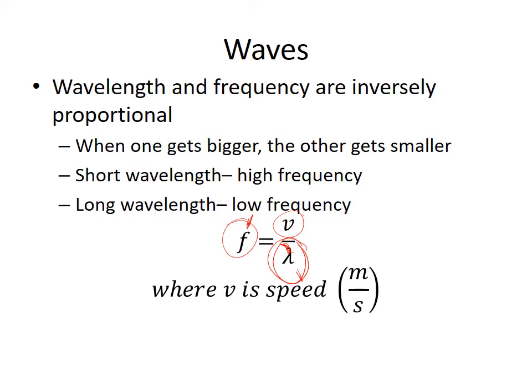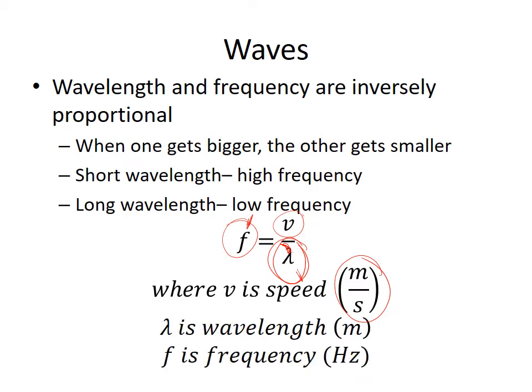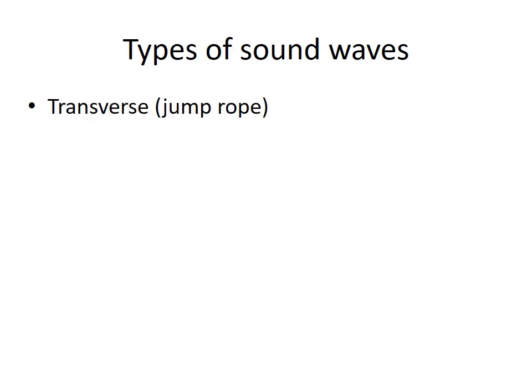Our velocity is going to be our speed, and it's always going to be in meters per second. That is because the speed of something is affected by its wavelength and its frequency as well. Now, wavelength is going to be in meters, and our frequency is going to be in hertz. That's not hurts like it hurts to do something, but Hertz as in the guy's name who came up with it.